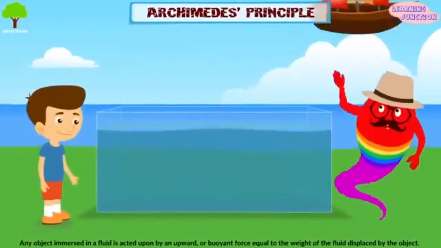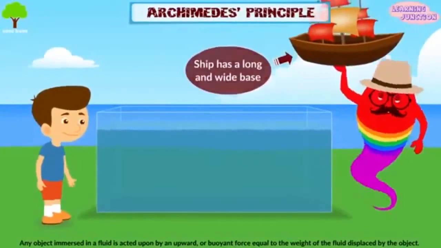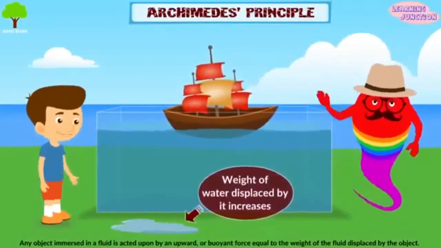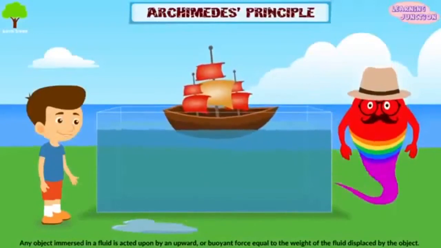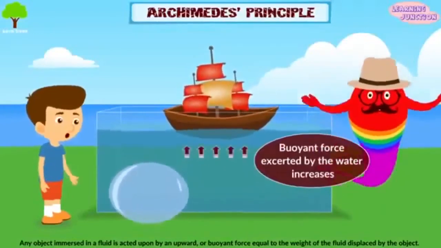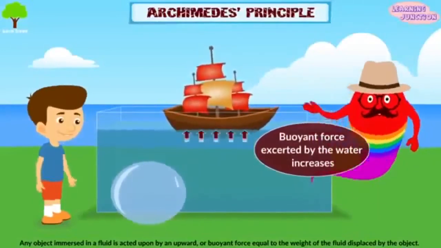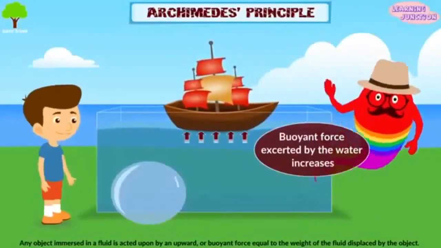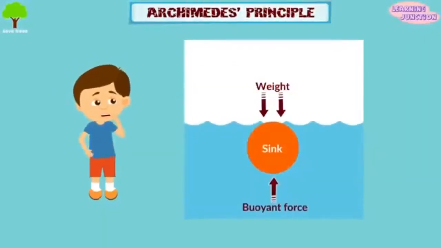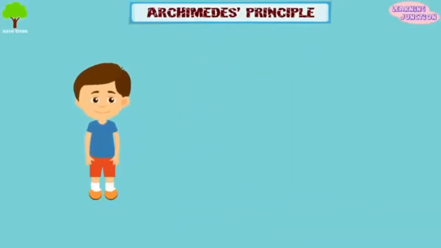The ship has a long and wide base, because of which the amount and weight of water displaced by it increases. So, as the weight of displaced water increases, the buoyant force exerted by the water also increases, and the ship floats on water. So, if the buoyant force is equal to the object's weight, then the object will float. If the buoyant force is less than the object's weight, then the object will sink.